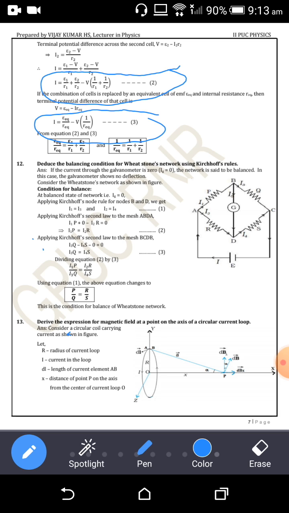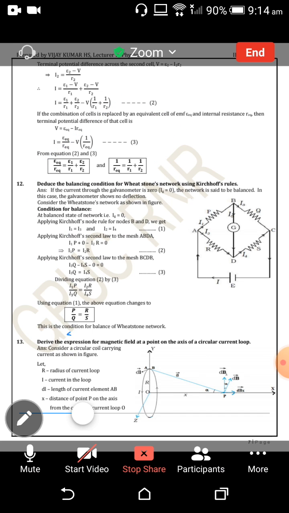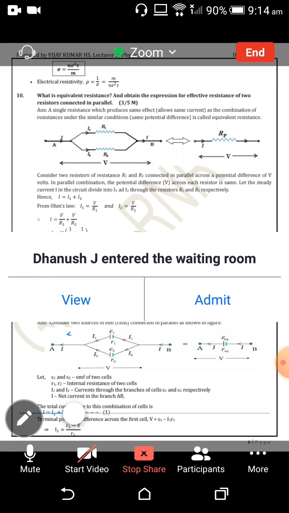So similarly, R equivalent is what? 1 divided by R equivalent is equal to 1 by R1 plus 1 by R2. That is what we have written here. We have retained the V. So in the next step you can see it has been given clearly. Comparing equations 2 and 3, you can write E equivalent divided by R equivalent as E1 divided by R1 plus E2 divided by R2, and 1 by R equivalent is equal to 1 by R1 plus 1 by R2. Okay, so this is regarding the combination of cells in parallel.